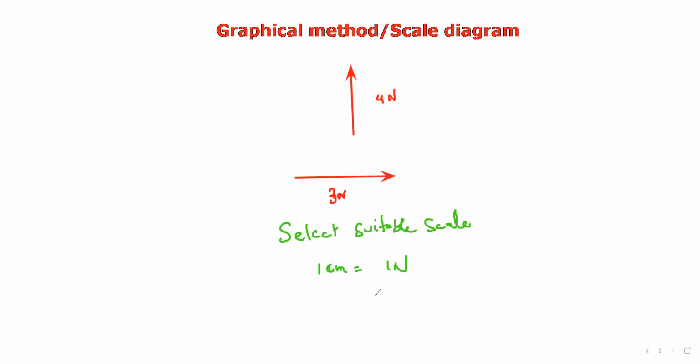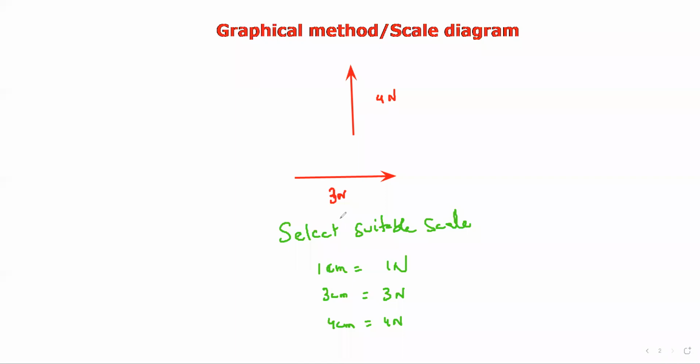So 1 centimeter is 1 Newton. If I have 3 Newton, how many centimeters will be there? 1 centimeter is equivalent to 1 Newton, so 3 Newton will be equal to 3 centimeters and 4 Newtons will be 4 centimeters.